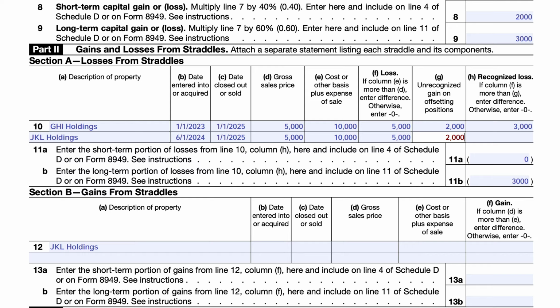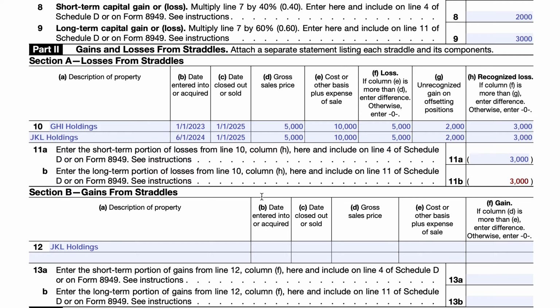I'm going to use the exact same numbers here because the sum of this is going into a different box. This is clearly a short-term transaction, so we would put that in this field right here. So that's what that would look like. $3,000 of short-term loss and then $3,000 of long-term loss.